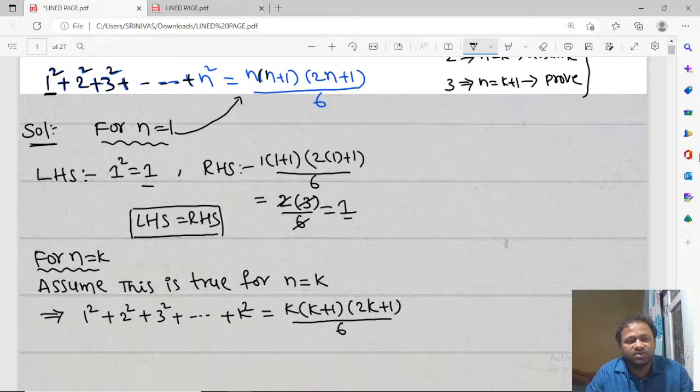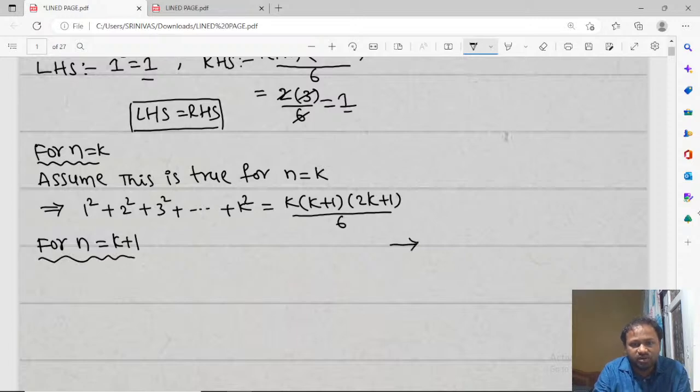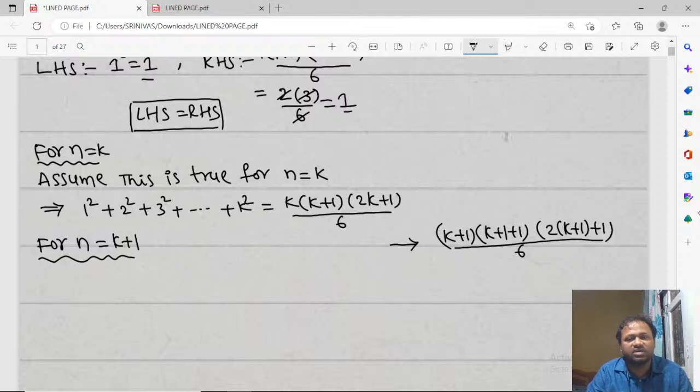Okay, for n is equal to k, I assumed. Now I will prove for n is equal to k plus 1. This is the main step. For n is equal to k plus 1, what do I need to prove? Instead of k, I need k plus 1: k plus 1 into k plus 1 plus 1 into 2 into k plus 1 plus 1 divided by 6. I need to get this answer. Once I get this answer, our statement will be true.